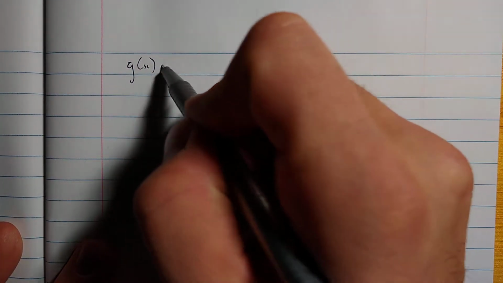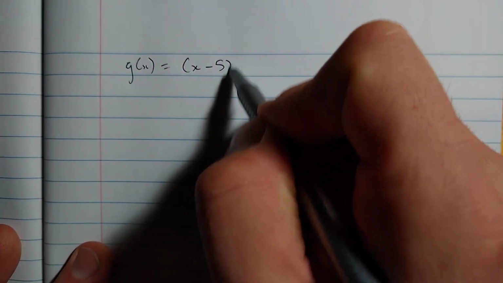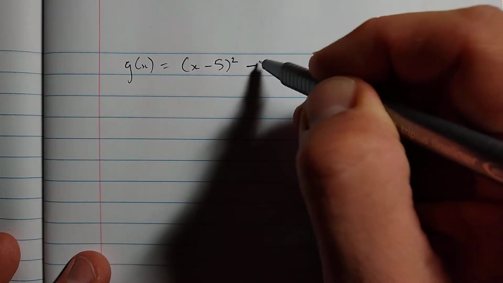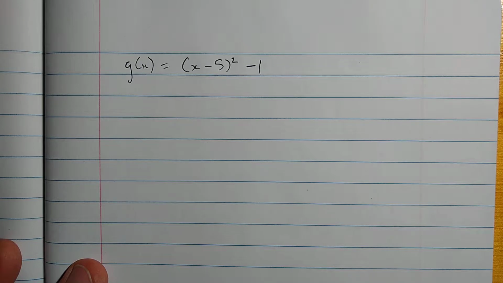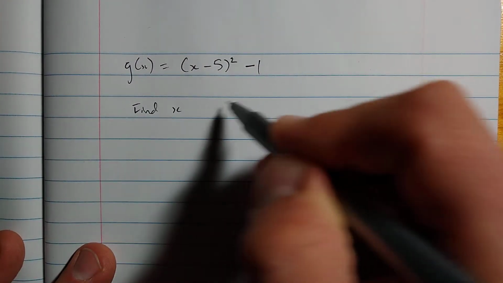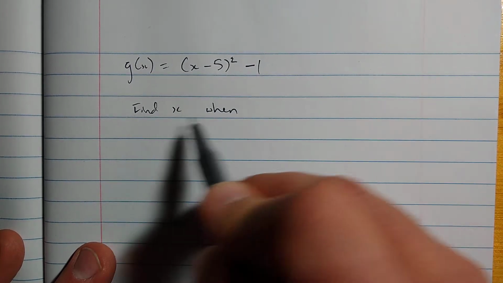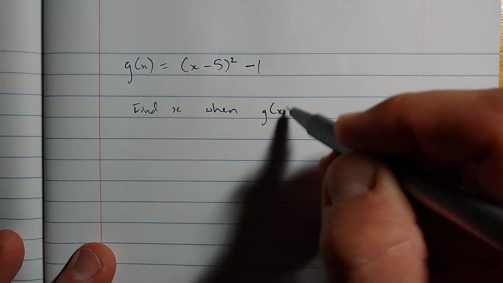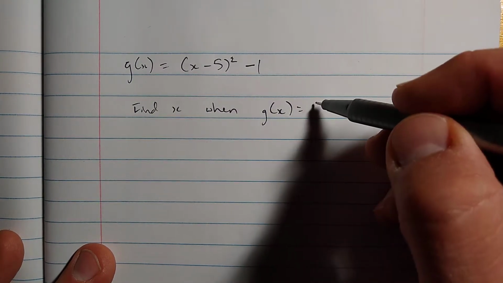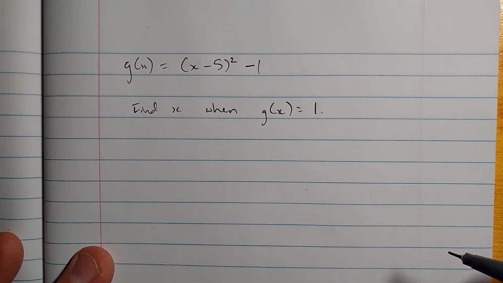Okay, let's try a new function. Let's call this one g of x. And this one's going to be x minus 5 squared, and maybe we'll throw in a minus 1. How's that look? Okay. And let's try to find out what x values will work. Find x when g of x equals 1. Yeah, that sounds good.